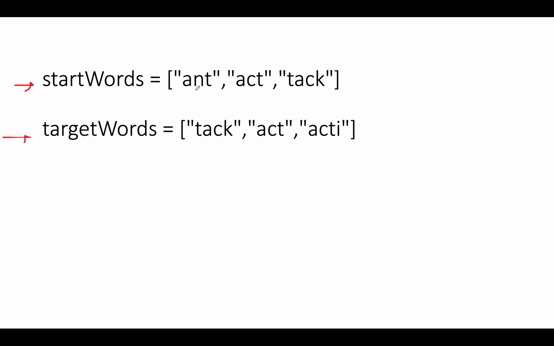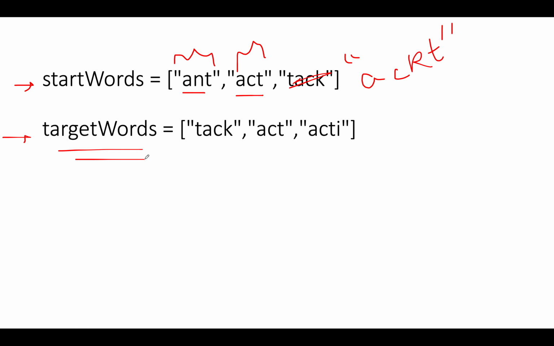In the first go, I'm going to sort all the characters present in my start words. After sorting ant, what will I get? If I sort ant, it remains ant. It's already sorted. Next we have act. If we sort act, we get act itself. And the last one we have is tack. If we sort it, we will get ACKT. This will help us in some way. You'll get to know in some time. Just hold on. Let's start the iteration over the target words.